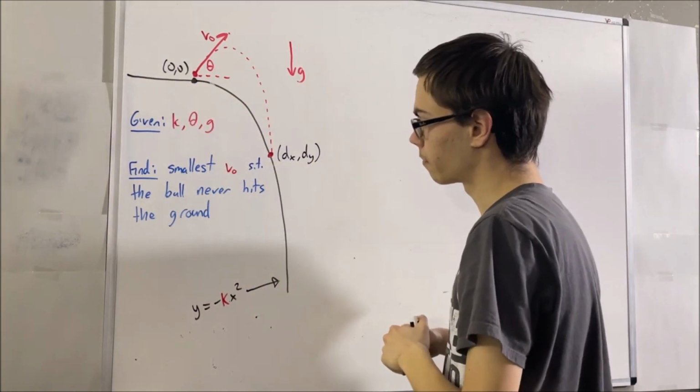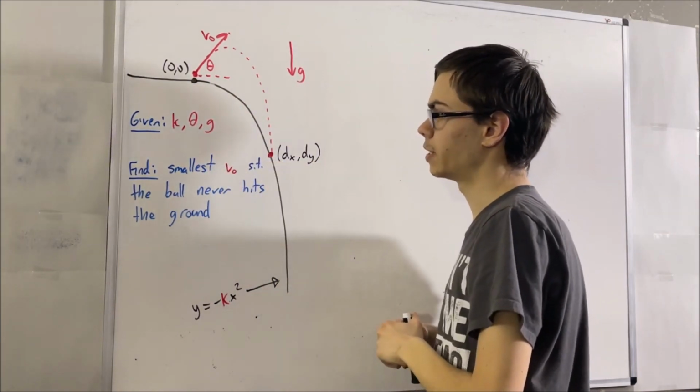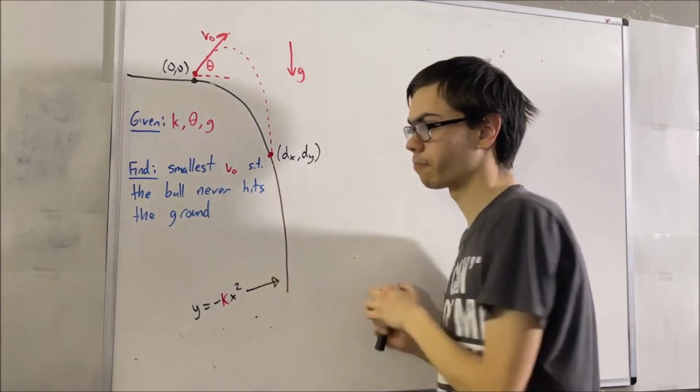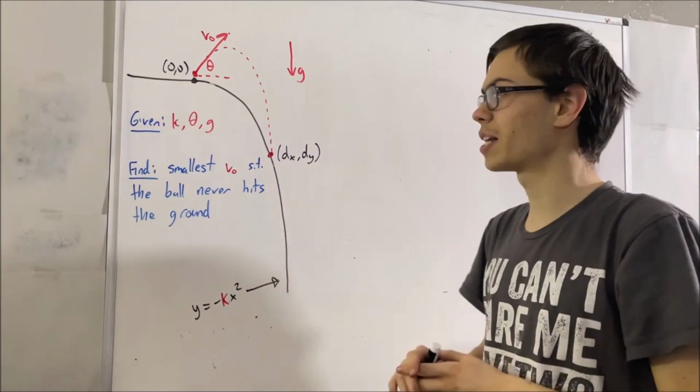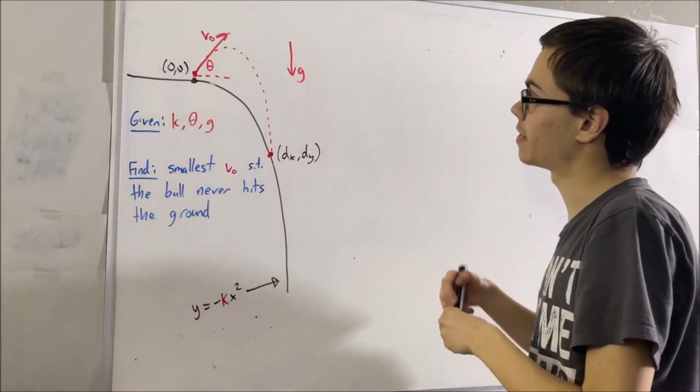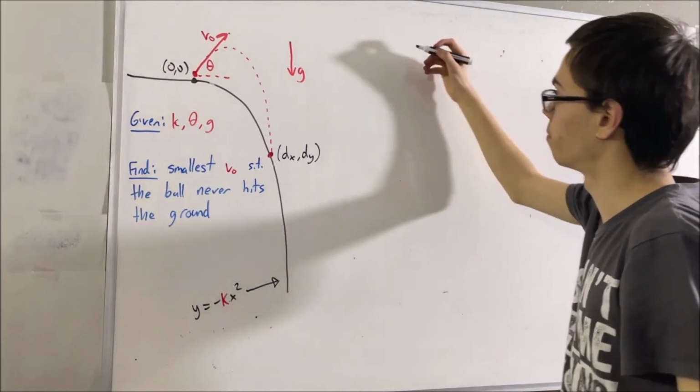And so really, what we're going to want to do is get an equation that relates all of these things together. And how in the world do we do that? Well, it's really just a projectile motion problem, right? We can analyze the horizontal and vertical motion of the ball.